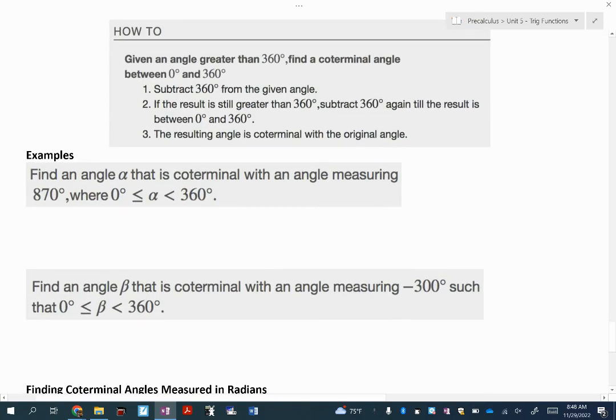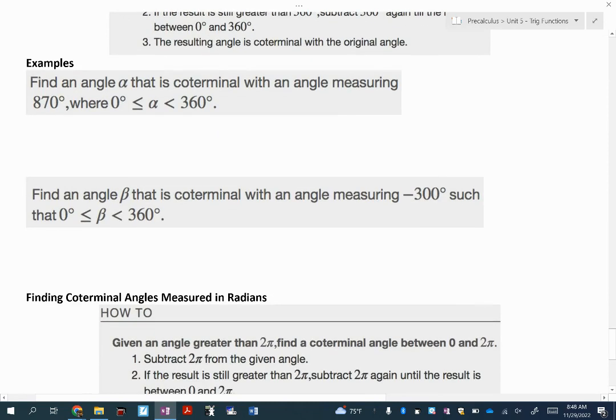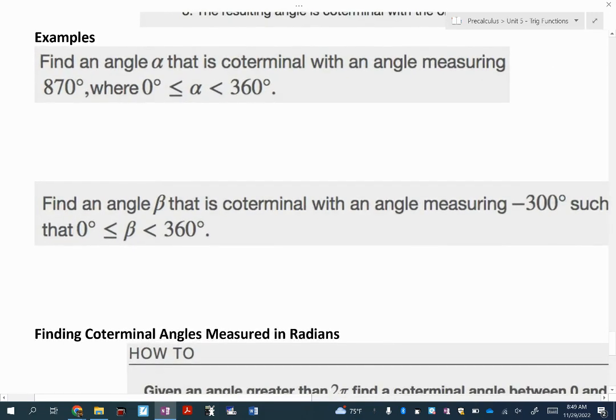Okay, so let's find coterminal angles. We'll first do it with degrees, and next we'll do it with radians. In this first example, it says to find an angle that is coterminal with an angle measuring 870 degrees. So it wants our angle to be between 0 degrees and 360 degrees. What I notice is 870 needs to get smaller. So I'm going to subtract, remember, all the way around is 360. So start with 870 minus 360, and that's going to give me 510 degrees.